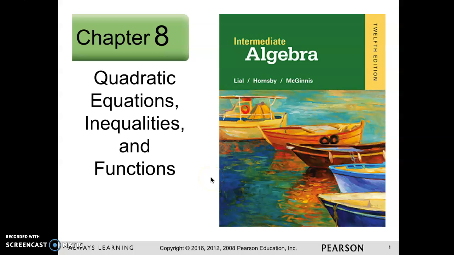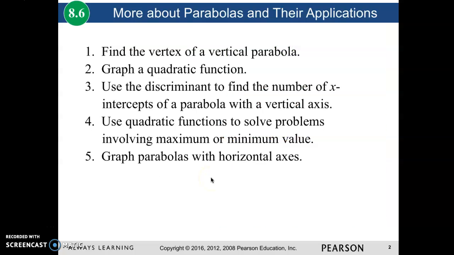Hello class, this is going to be a recording of 8.6 in chapter 8, so you'll see one more recording other than this one for 8.7 and then chapter 9. This basically is about finding the vertex of a vertical parabola, graphing quadratic functions, which is something that we have already kind of talked about. So it's more about the parabolas and their applications. How can we use those quadratic functions to solve problems that involve maximum or minimum values, and how can we graph them if they have horizontal axes.